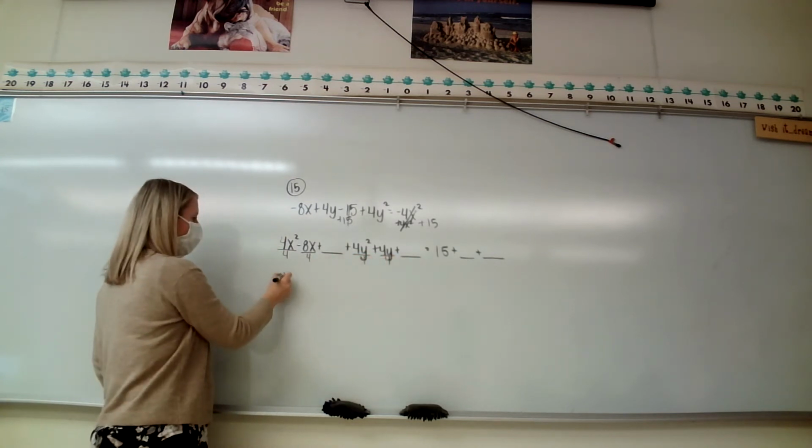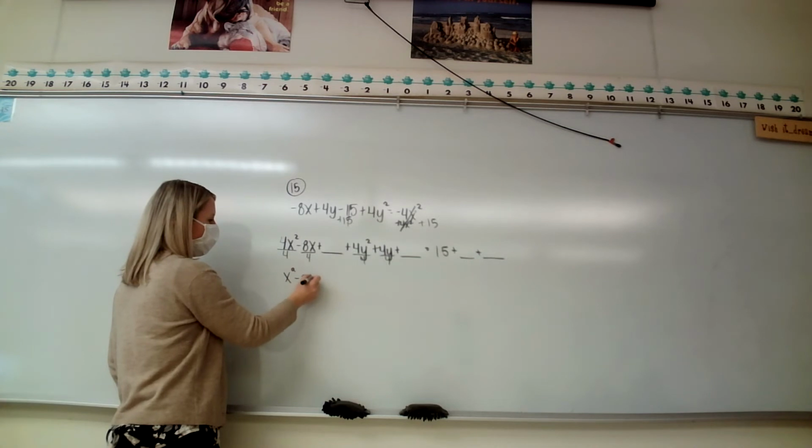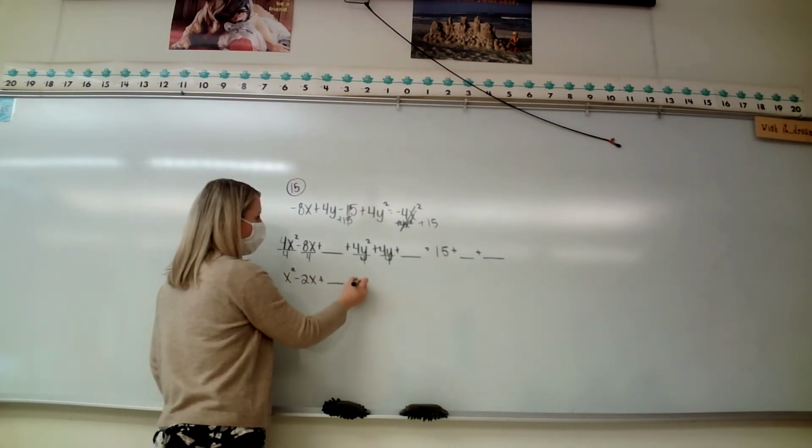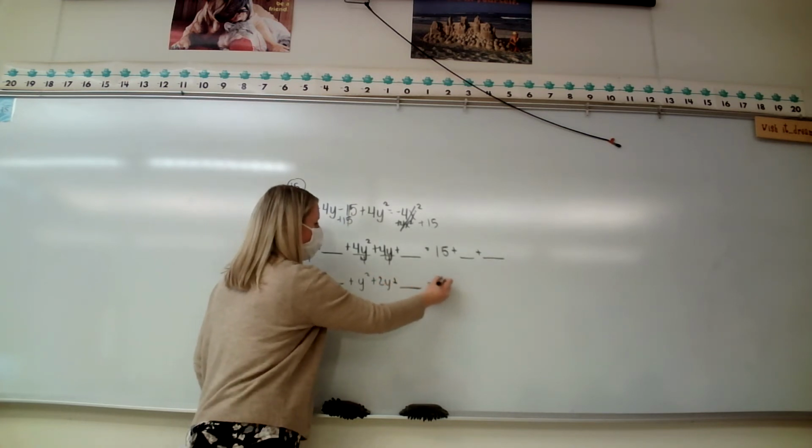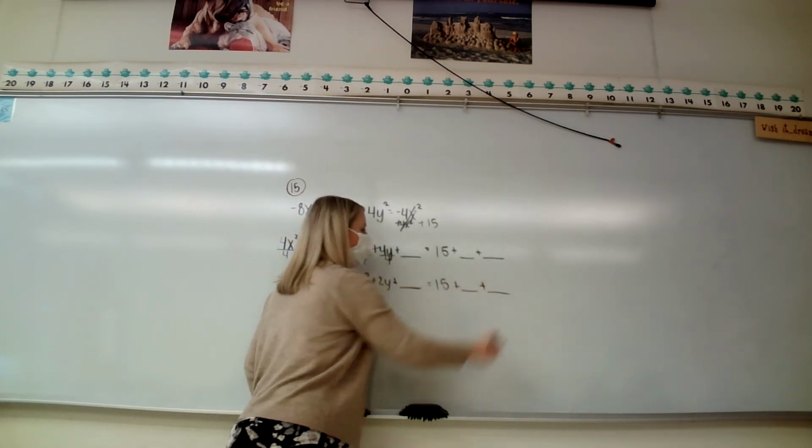So we end up with x squared minus 2x plus blank plus y squared plus 2y plus blank. And then that sets us up a little bit nicer on that side.